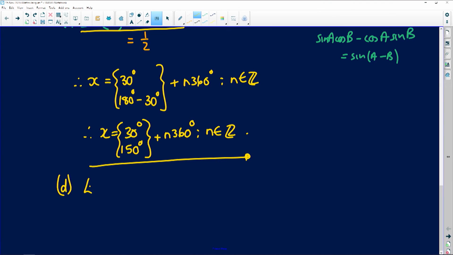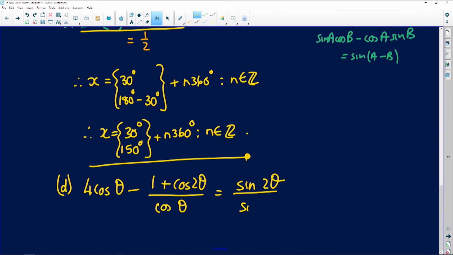It's an identity. It asks us to prove the following. Okay, this is part D. It says 4 times the cosine of theta minus 1 plus the cosine of 2 theta over the cos of theta is equal to the sine of 2 theta over the sine of theta. Now we are asked to prove that this is the case, that this is indeed true.